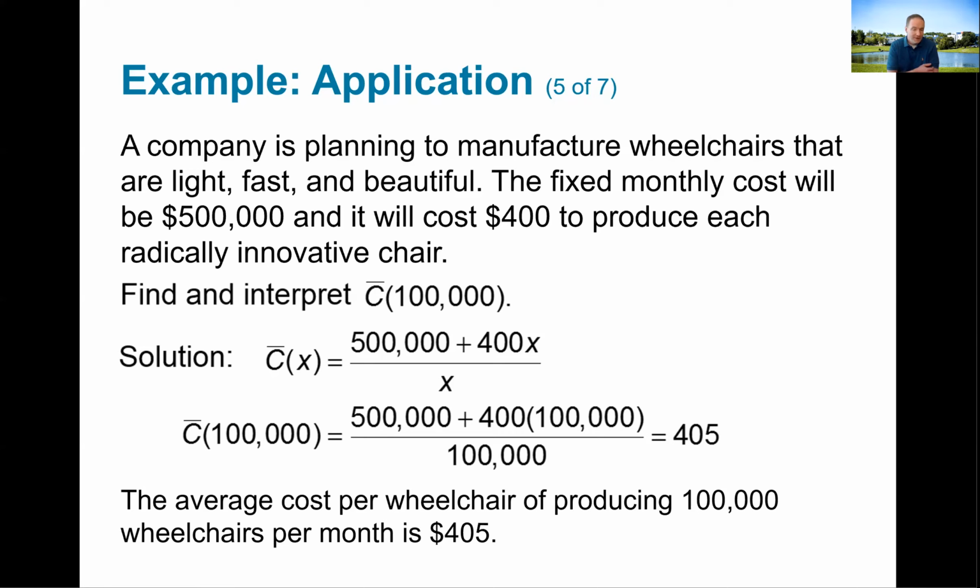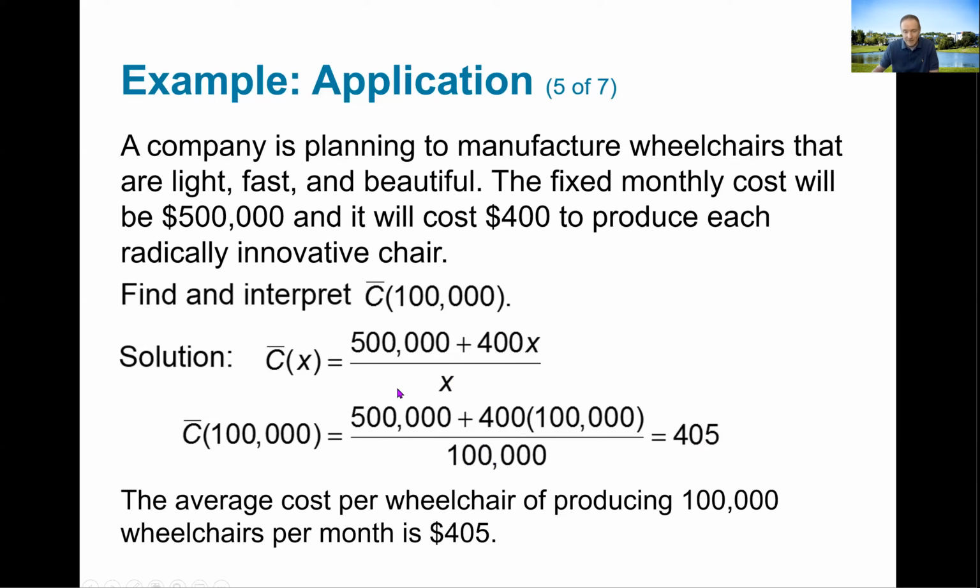Now, the point of this is, as X is getting larger and larger, what is the limiting value as to the lowest cost those wheelchairs can cost? You can see, obviously, if you produce more and more wheelchairs, the cost is going to get lower and lower towards 400. It's never going to hit 400 because you have this initial setup fee that can't be accounted for, but it's going to get closer and closer to 400 because that's the horizontal asymptote.